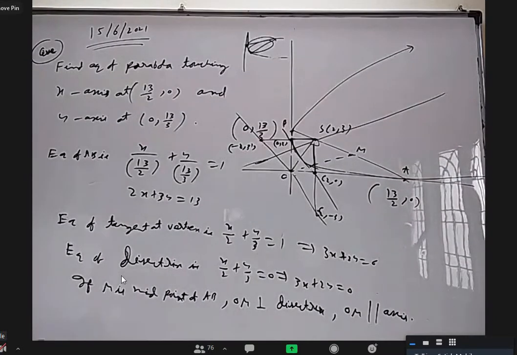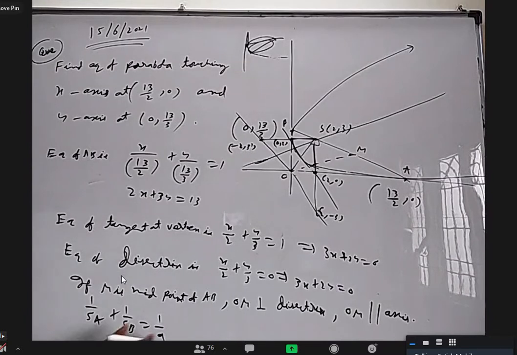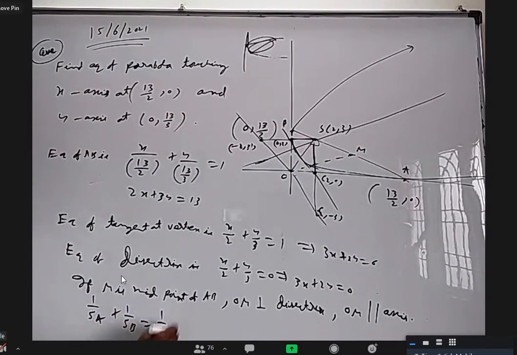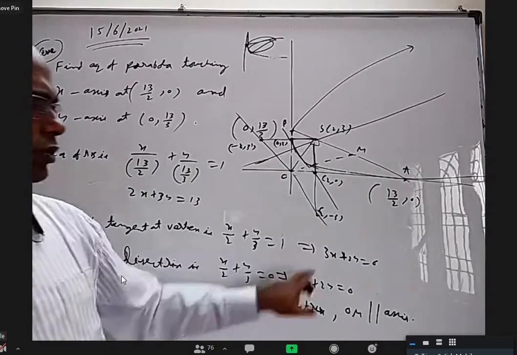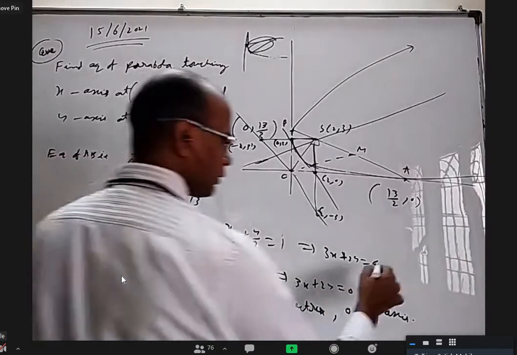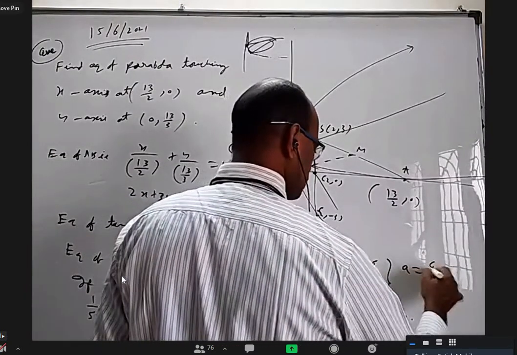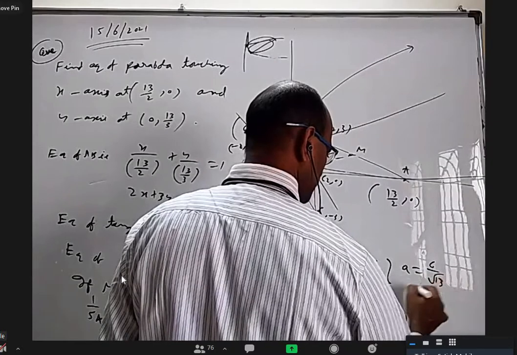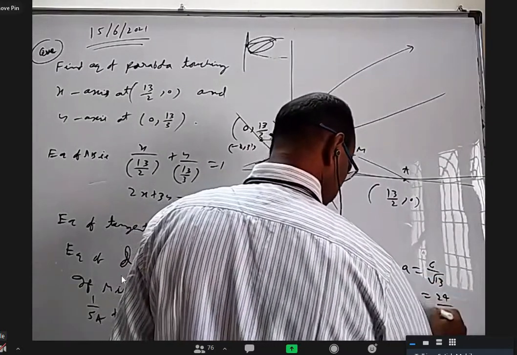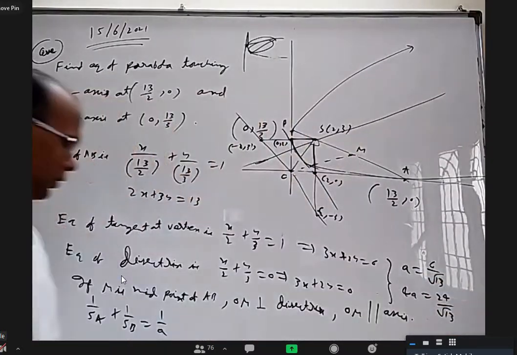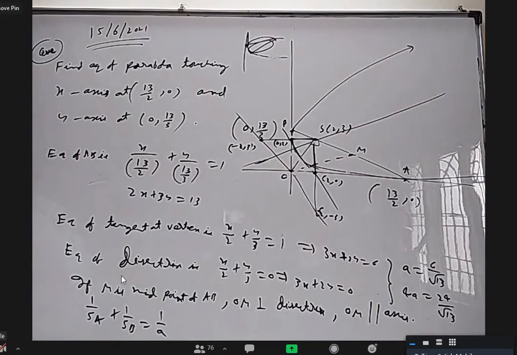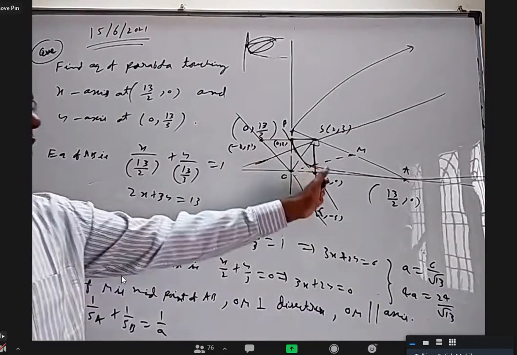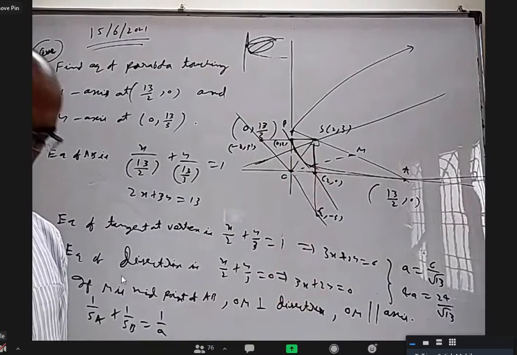I can even use 1/SA + 1/SB = 1/a. I'm just writing it, I'm not using it to solve. Just giving an idea of how you can find the length of the latus rectum. Distance between these two also will give me a. If I find it, you'll get a = 6/root 13, 4a = 24/root 13. I'm sure if I use this also, I'll get the same answer. So distance between the tangent at the vertex and the directrix is that.